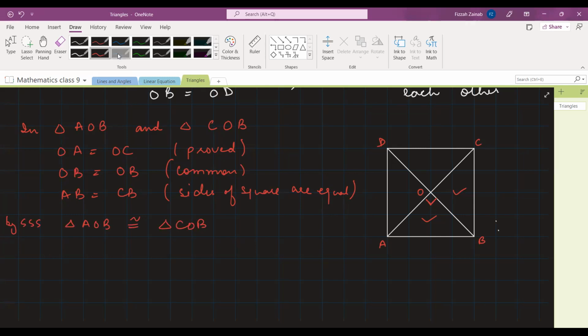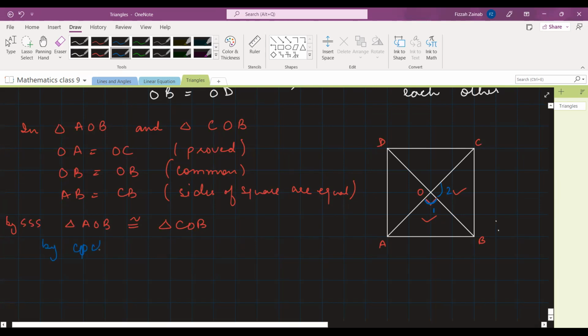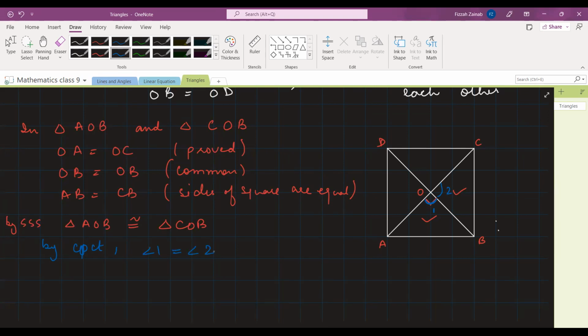Now, why am I doing this? Let's say this is my angle 1 and this is my angle 2. I don't know if it is 90, just mark it like this, angle 1 and angle 2. So by CPCT, now I can say that angle 1 is equal to angle 2. Is that clear? Yes, ma'am. So this result I have got. You can mark it as equation number 1.